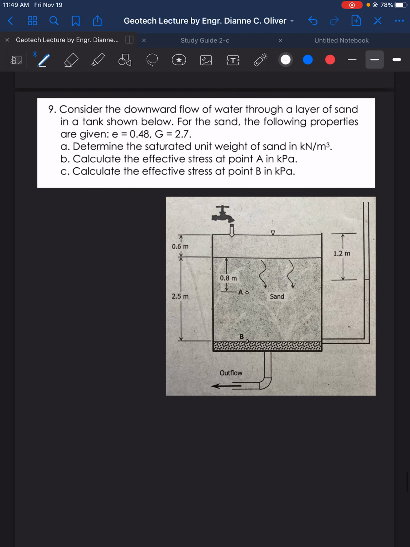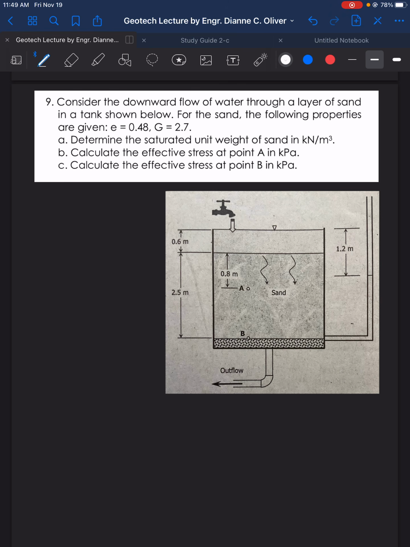Let's go to number 9. Consider the downward flow of water through a layer of sand in a tank shown below. For the sand, the following properties are given: e is equal to 0.48, G is equal to 2.7. Determine the saturated unit weight of sand in kilonewton per cubic meter, so gamma sat. Calculate the effective stress at point A, so P effective A. Calculate the effective stress at point B, so P effective B.